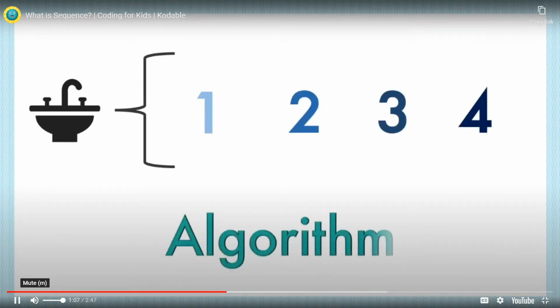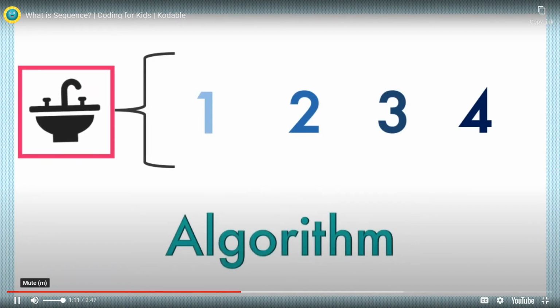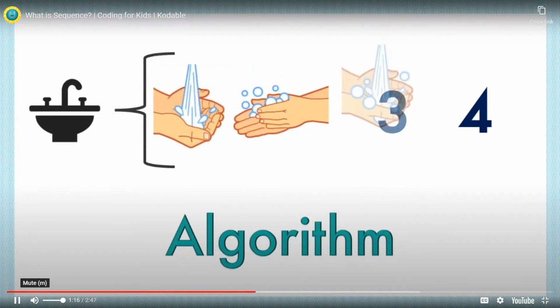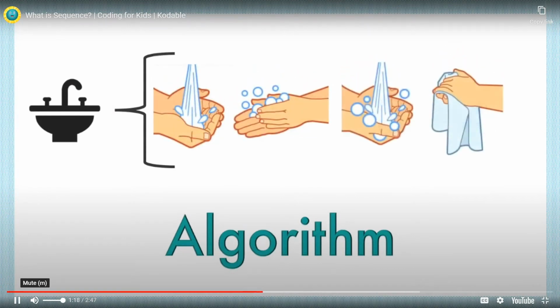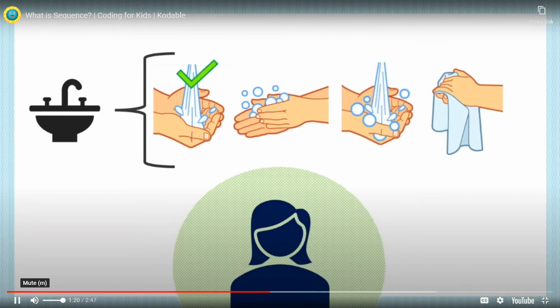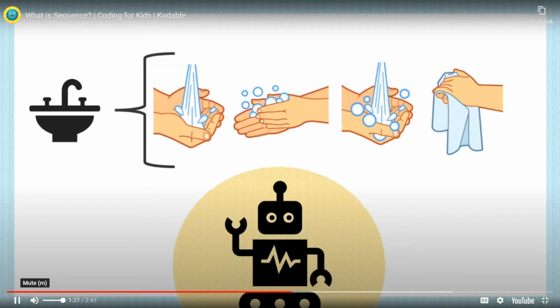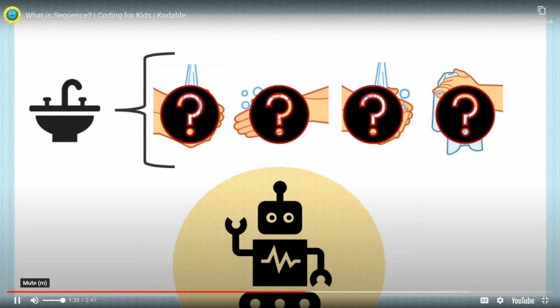The order of events we follow to make sure the task is completed the correct way is called an algorithm. You follow an algorithm every time you wash your hands. First, you get your hands wet, then you get soap, you wash off the soap, and then you dry. Now, as a human, you may already know the steps you'd need to follow to do this correctly. But a computer, like a robot, would not be able to follow this same algorithm. The instructions are not detailed enough.